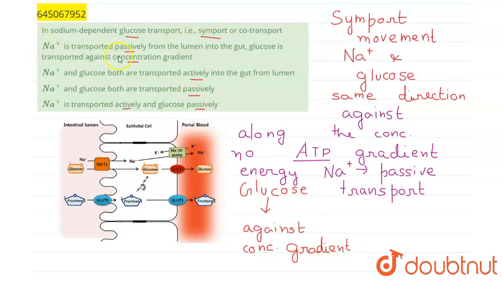Thus the right option here is: Na is transported passively from lumen into the gut, and glucose is transported against the concentration gradient. The remaining options are the wrong options, as I have explained. So option A is the right answer for this question. I hope this solves your doubt.